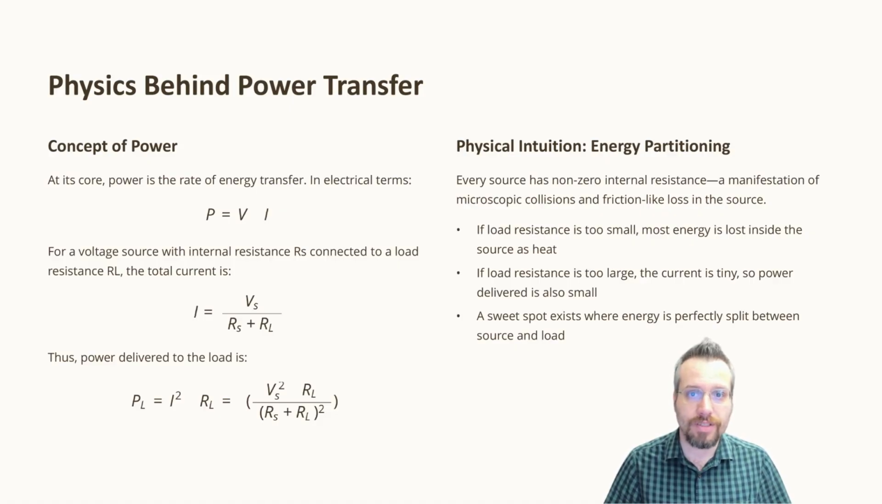But before we do, let's understand why the configuration matters physically. In the real world, every source has non-zero internal resistance. This is a manifestation of microscopic collisions and friction-like loss in the source. If the load resistance is too small, most energy is lost inside the source as heat. If the load resistance is too large, the current is tiny, so the power delivered is also small. Somewhere in the middle is a sweet spot, a perfect balance where the energy is split between the source and load, allowing the load to receive maximum power.